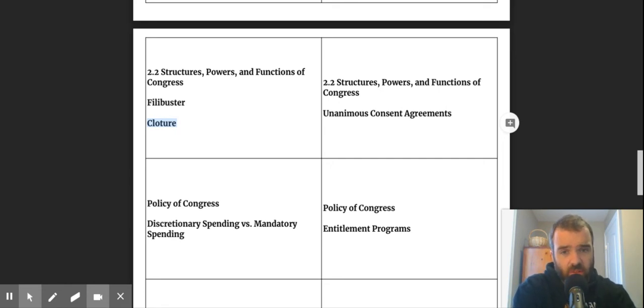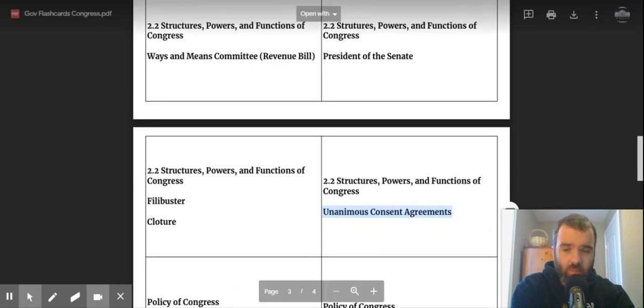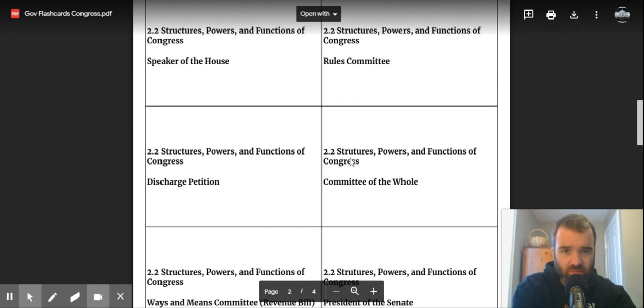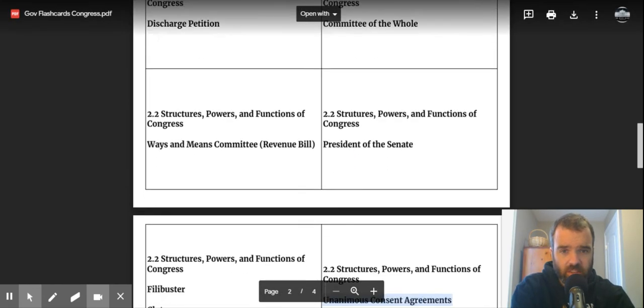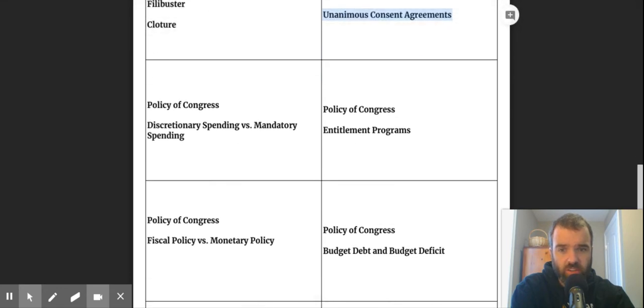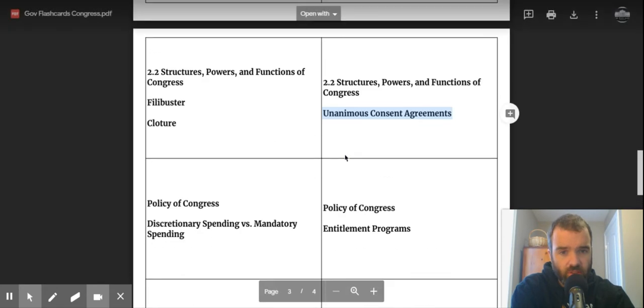In the Senate, you have something called unanimous consent agreements, which are simply procedural moves where the Senate can move things along without actually taking votes, so it can speed things up. And that'll be a good place to stop, because that talks about some structural differences between the House and the Senate, and then we'll move into a few policy areas to discuss as we wrap up these flashcards.